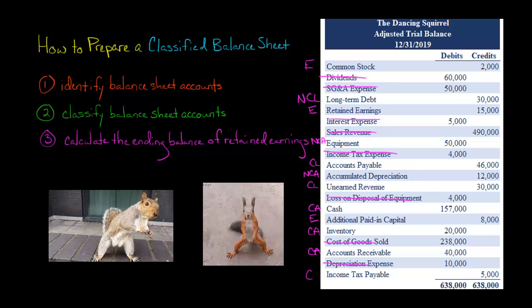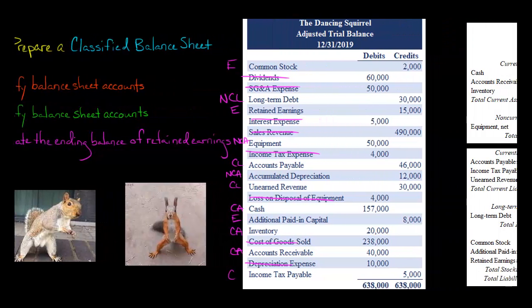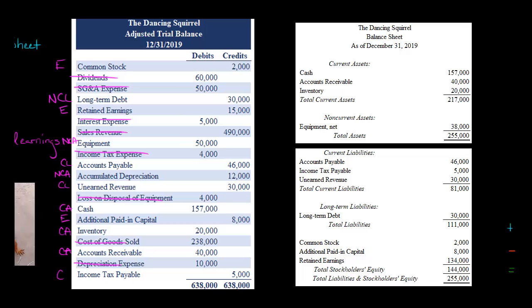They're temporary. They're just tracked for a period of time. So we've got to zero them out at the end of the period. And we have not done the closing yet. And we can see that because we look and see SG&A expense, $50,000. That account has not been closed out. So we need to close out our dividend, expense, and revenue accounts to retained earnings. So this is the beginning balance of retained earnings. We're going to have to calculate the ending balance. So I'll show you how to do that. But first, let's take a look at our classified balance sheet.